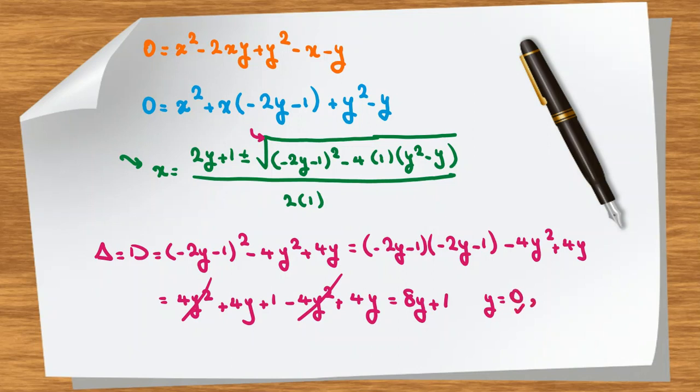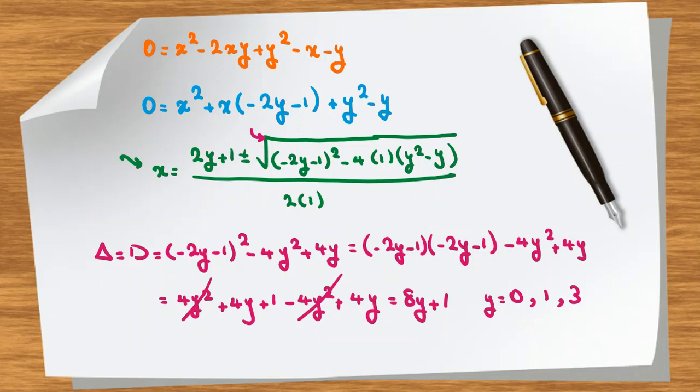For 1, 8 times 1 plus 1, 9, is also good. 8 times 2, 16, plus 1, 17, bad. 8 times 3, 24, plus 1, 25, good. 8 times 4, 32, plus 1, 33, bad. 8 times 5, 40, plus 1, 41, it's bad. So we found 3 good numbers for y.